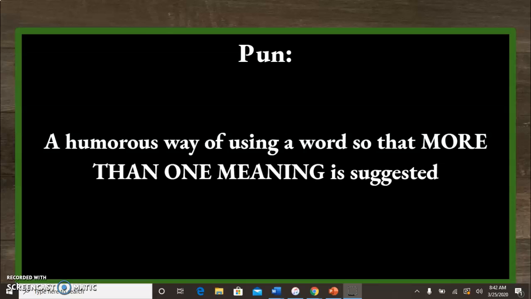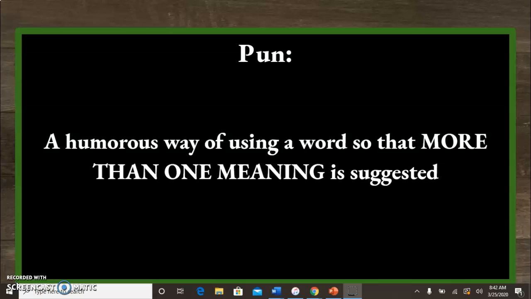Next, pun. Pun is a humorous way of using a word, so one word, that has more than one meaning that is suggested when you say it in the sentence or in the phrase. So, many of you might remember, if you think back to the first 9 weeks, I had you take notes on puns in your notebook, and then we went online and we found 4 different memes that were puns to cut out and tape into your notebook. So maybe you remember that activity, maybe you can think back to that.